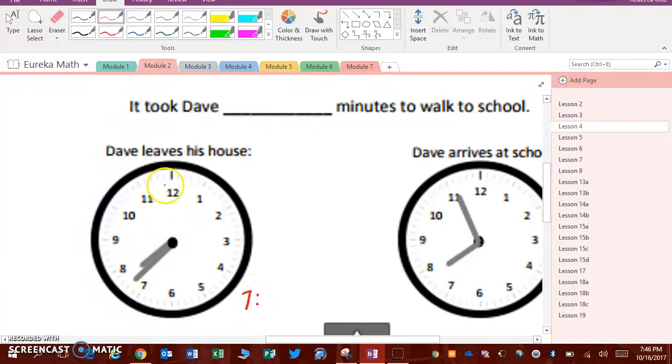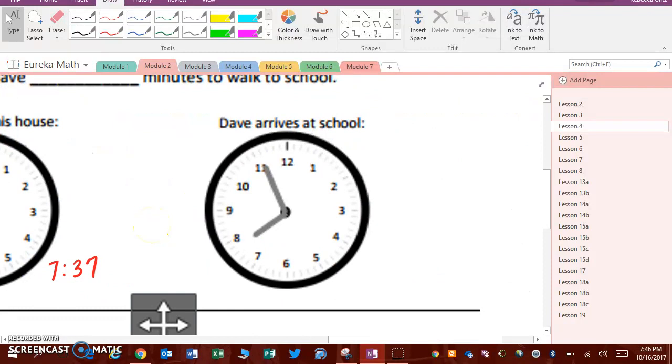And my big hand, if I skip count by fives, I'm at 5, 10, 15, 20, 25, 30. This is 35, 36, 37. So he left at 7:37. Okay? Just think of this clock as that number line we were just looking at, but it's just all curled around into a circle.